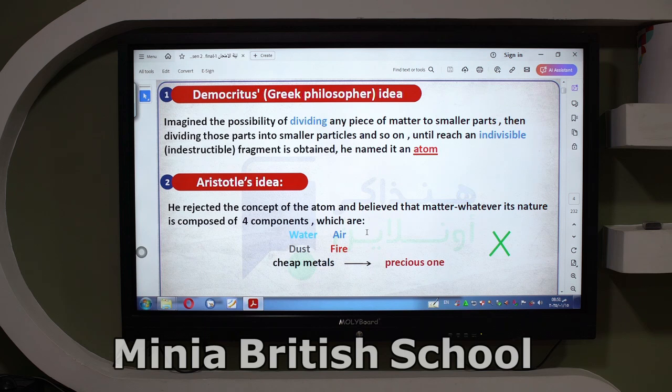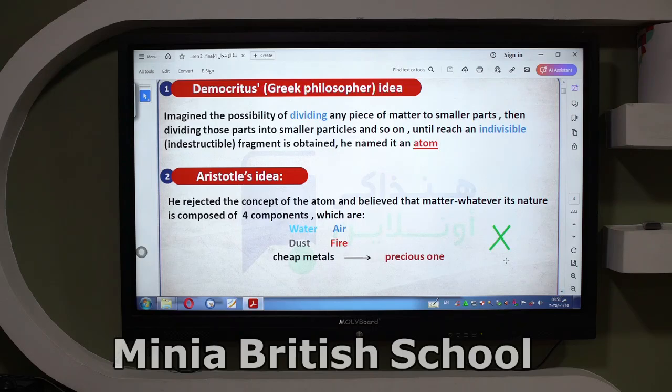About Democritus, he imagined that we can divide any piece of matter into smaller parts until we reach an indivisible substance that is called the atom. And Aristotle refused this concept. He saw that any substance consists of four main components: water, air, dust, and fire. So we can convert any matter into another matter by changing the percentage of any of these materials. So we can change any cheap material into a precious one.